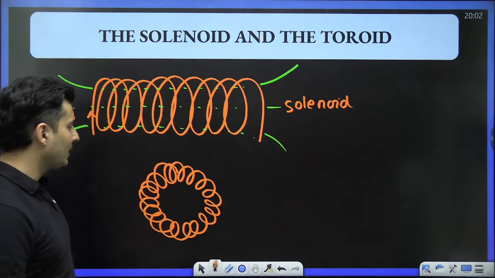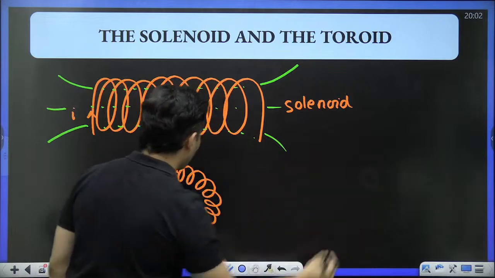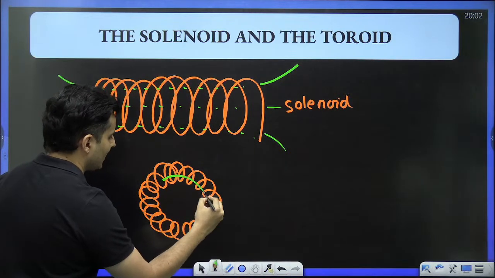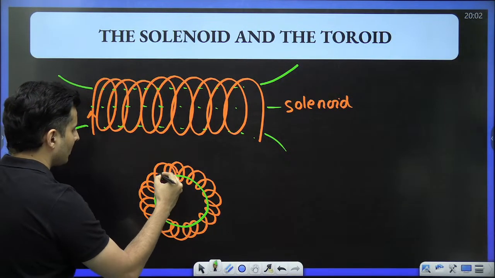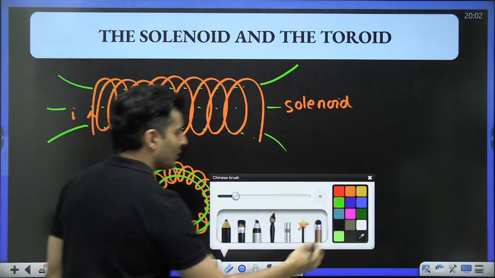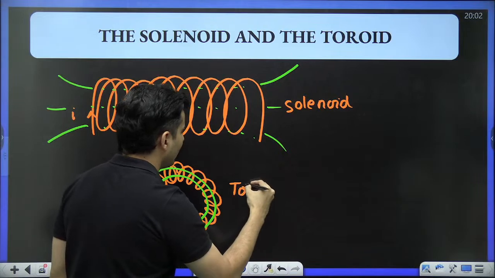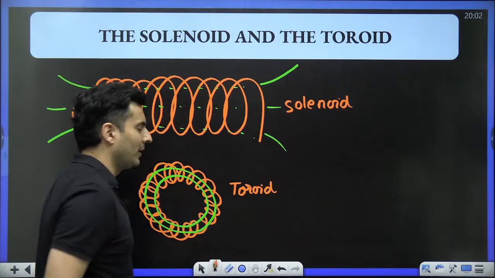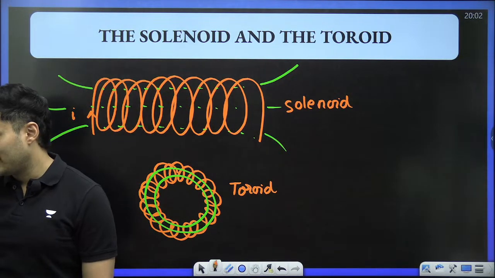So this is nothing but a toroid, and in this case the magnetic field lines are just stuck inside of it. This is how the magnetic field lines look for a toroid. So this is a toroid, which is nothing but a bent solenoid, nothing else. It's a bent solenoid. Is that right?